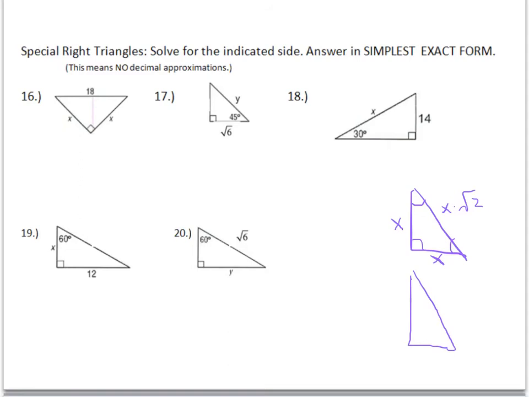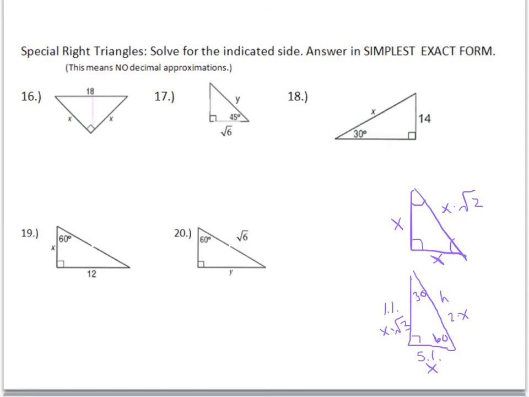On our 30-60-90, 30 is across from the short leg, 60 from the long leg, 90 hypotenuse. We always get the short leg first, which is referred to as x, whatever variable you want. To go from that to the long leg, we multiply by root 3. You divide to go backwards. To get from the short leg to the hypotenuse, we multiply by 2. To go backwards, we would divide.